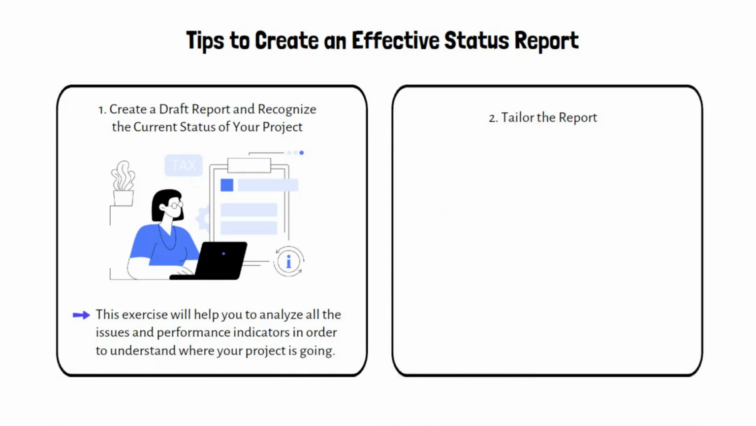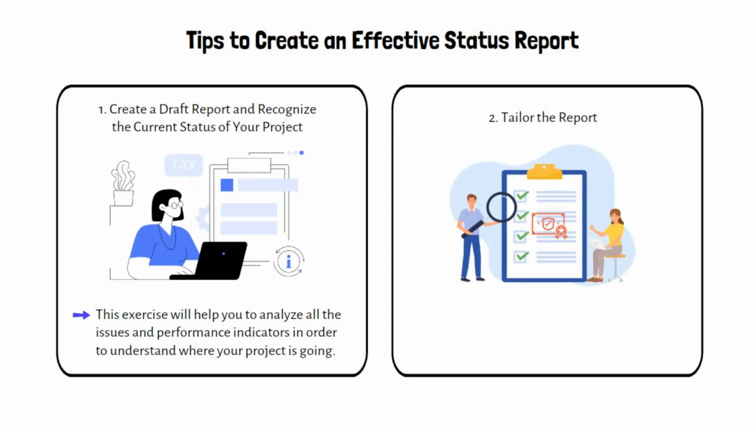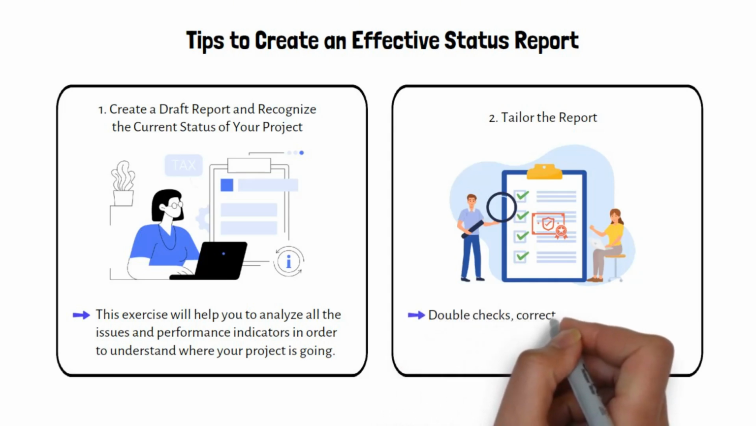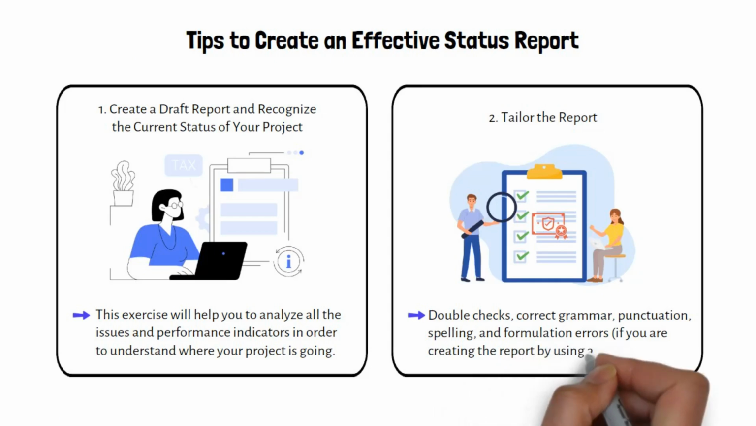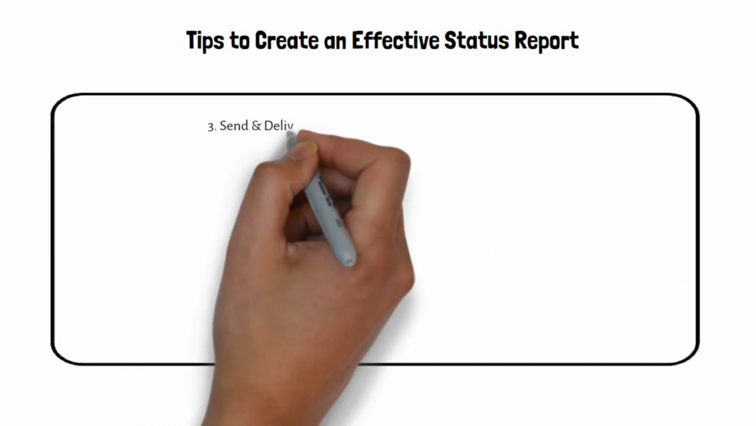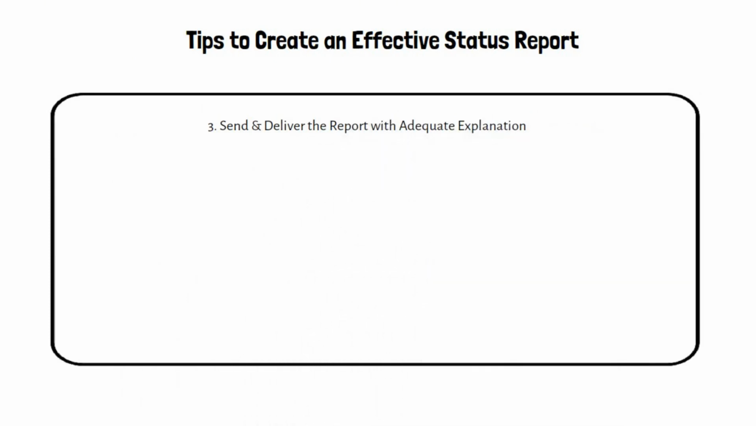2. Tailor the report. After creating the draft and putting in all the necessary items, tailor the report to fit the requirements of your project team or the client. Ensure that the information you provide is consistent with the previous reports. All the information must be accurate and clear of errors. At this step, make double checks, correct grammar, punctuation, spelling, and formulation errors if you are creating the report by using a spreadsheet.